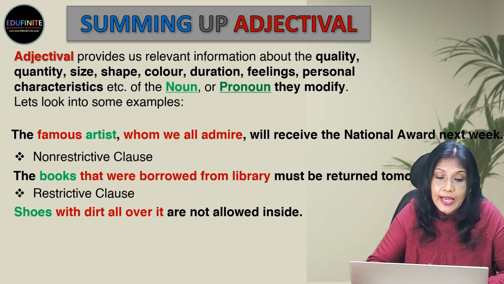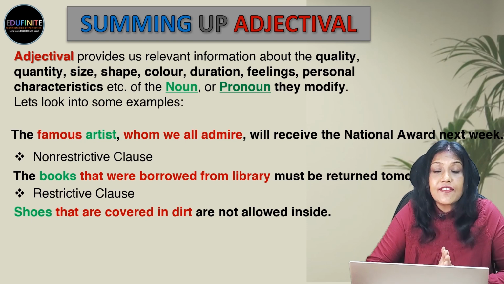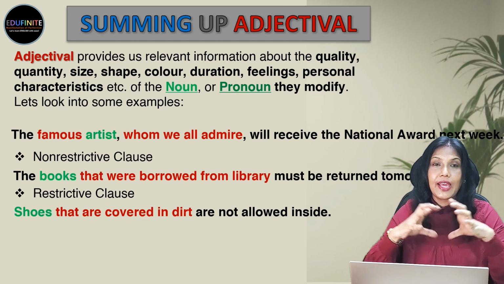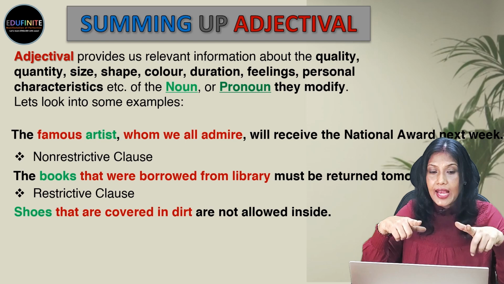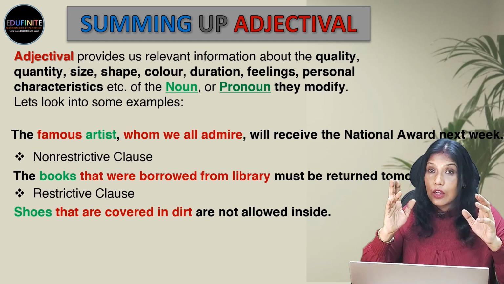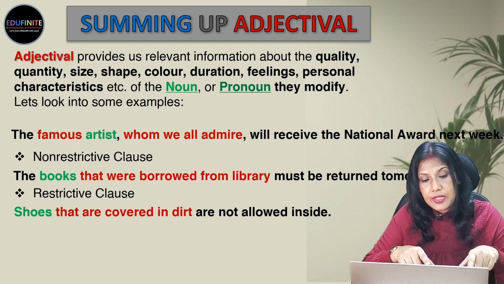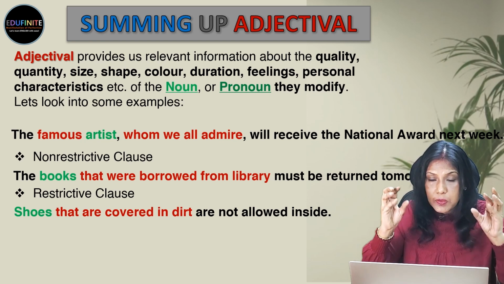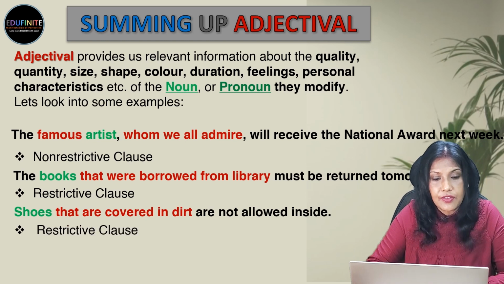Now let's replace it with a clause. Shoes that are covered in dirt are not allowed inside. So see, we have again elaborated it. So that are covered in dirt. That is the relative pronoun. This is an adjectival clause. Now, this is of course an integral part of the sentence, because if we say shoes are not allowed inside, then it won't make complete sense, because it's particular shoes that are covered in dirt. So it's an integral part. So this is a restrictive clause.